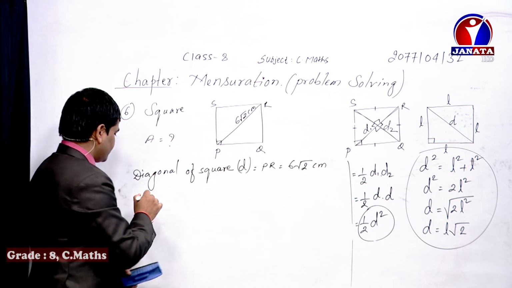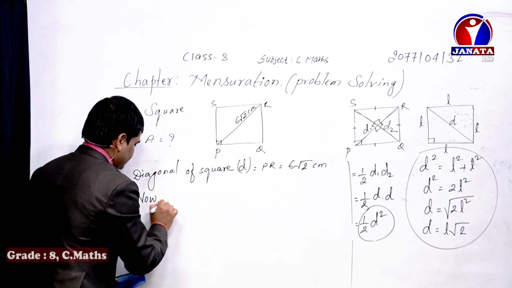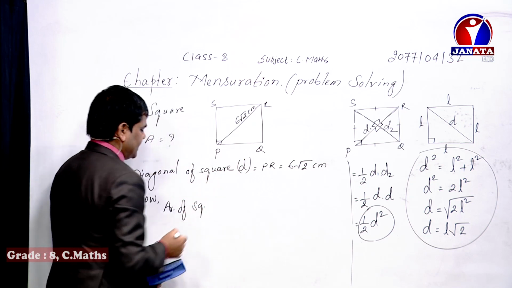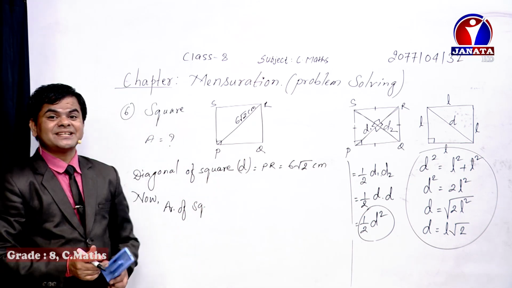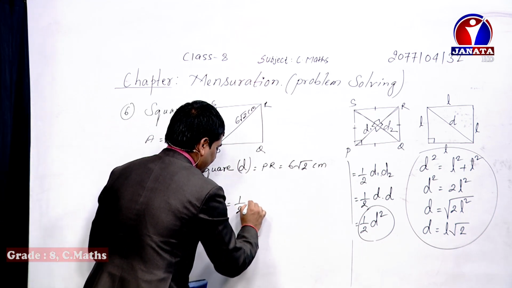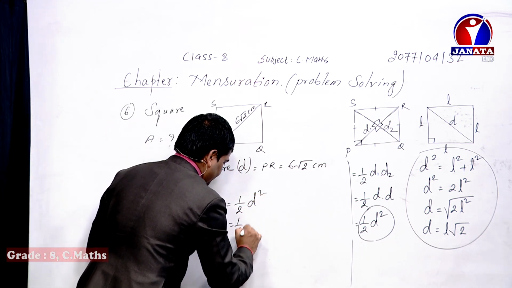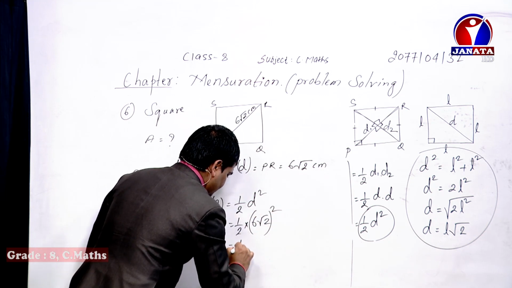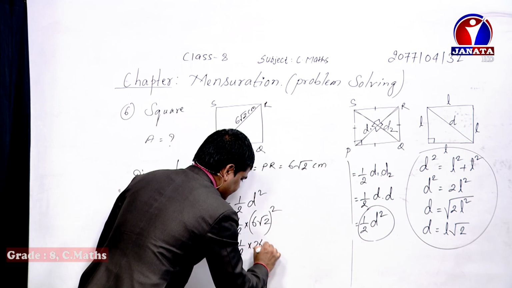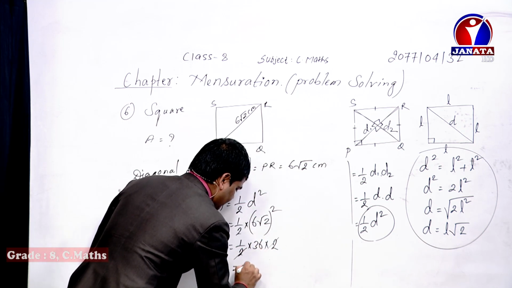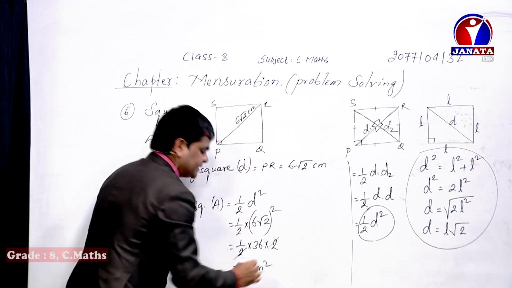Now area of square, SQ dot, if you write, it represents square. Area of square equals 1 by 2 d square. So 1 by 2 d means 6 root under 2. Now its square equals 1 by 2, 36 into root under 2 squared means 2. Now 2 cancel, remain 36 centimeter square. So this is the area.